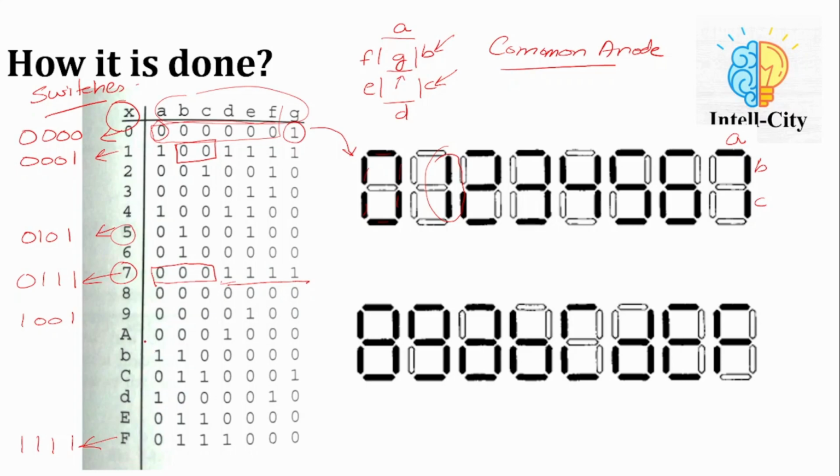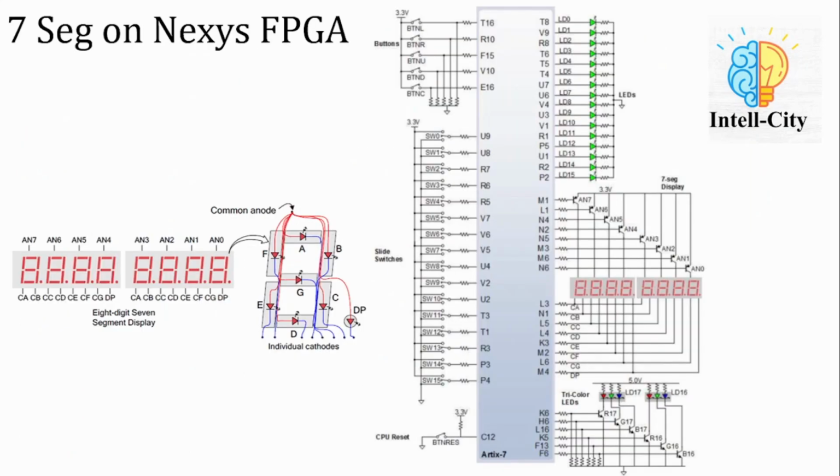So similarly, 8 is a very unique number in a way that all LEDs have to switch on to show the number 8. So here we can see all LEDs are on. So all LEDs are connected to 0. Okay, so this is how it's done. This is the truth table of this LED. Now let's move on to the FPGA.